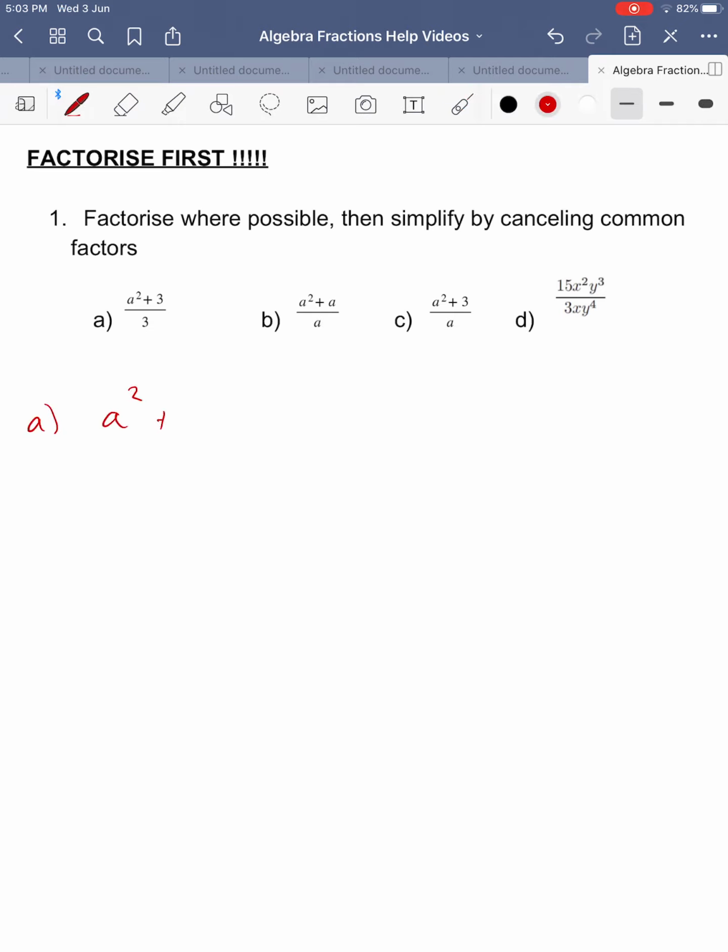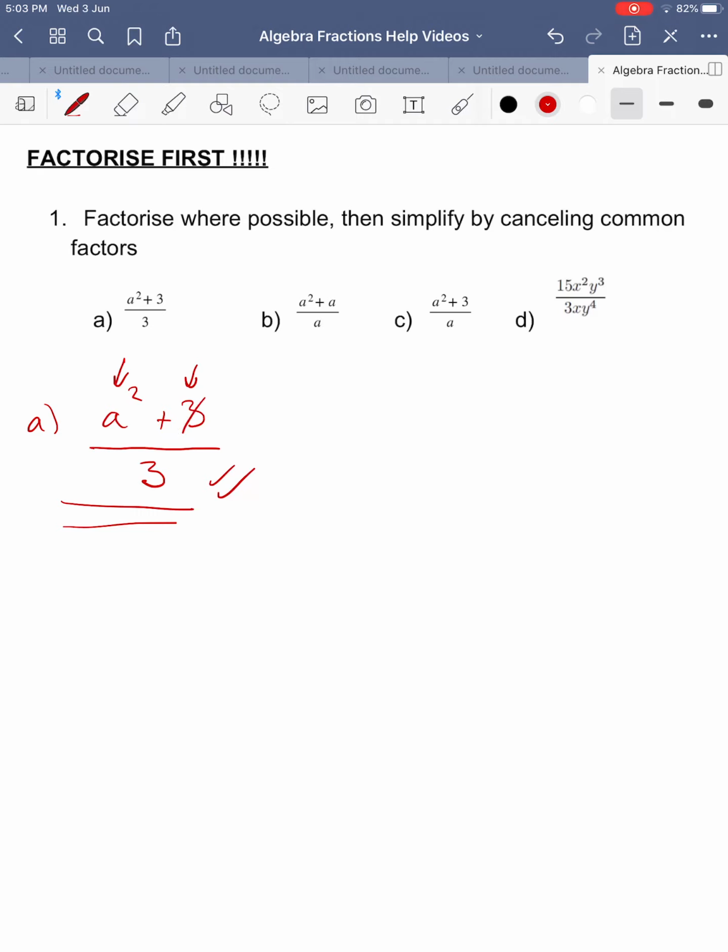A squared plus 3 on the numerator, the denominator is 3, and so we look at the top, each term, a squared and 3, there are no common factors there. So there's no common factors, we can't cancel anything, so this stays the same, unfactorised. Cannot do anything with it.